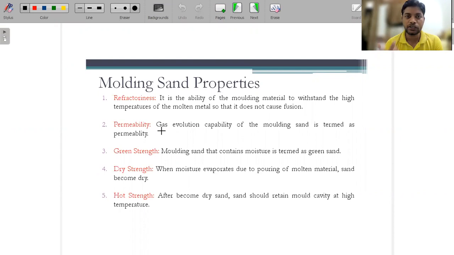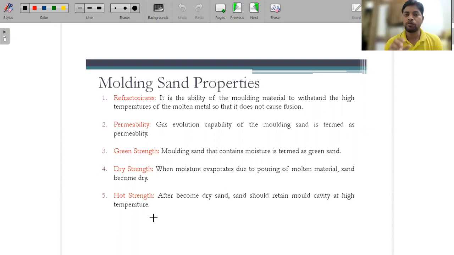To remove that we use instruments, like gas vents, and apart from that there are different types of elements or instruments available that we use. So that is permeability, and then green strength, dry strength, and hot strength, which I discussed. Green strength is when the molding sand contains moisture. Moisture means it has water, meaning there is a water quantity present.